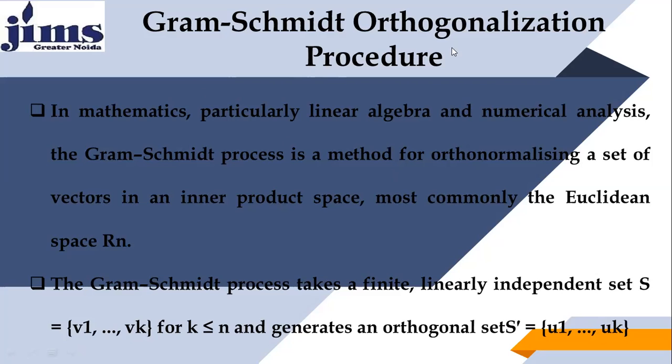So this Gram-Schmidt orthogonalization procedure is a procedure to find this orthogonal set S dash, which contains orthogonal vectors U1, U2, U3 up to Uk, from the given set S that contains linearly independent vectors V1, V2, V3 up to Vk. I think students can now understand the concept in this procedure, right?